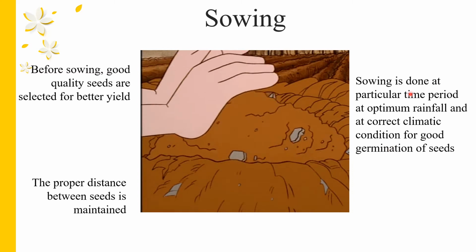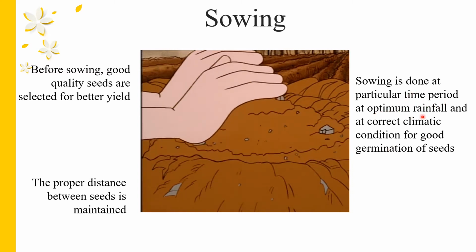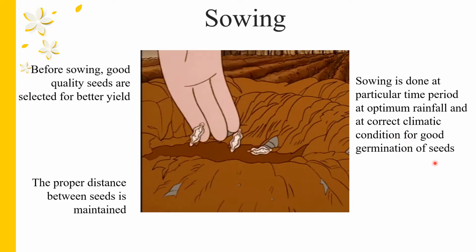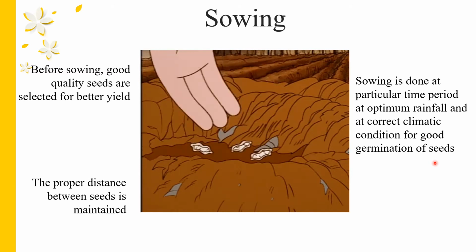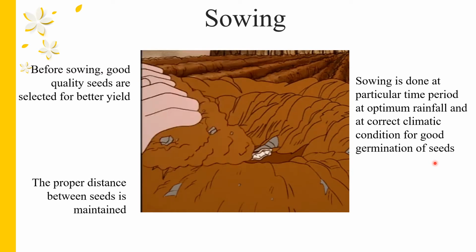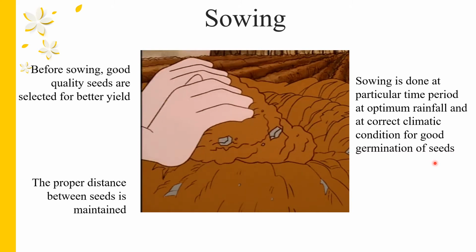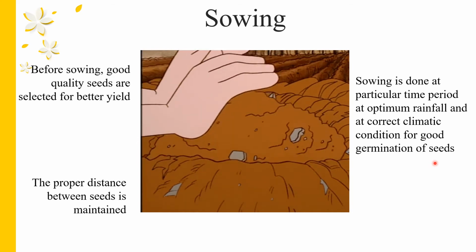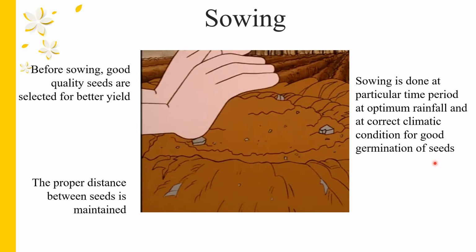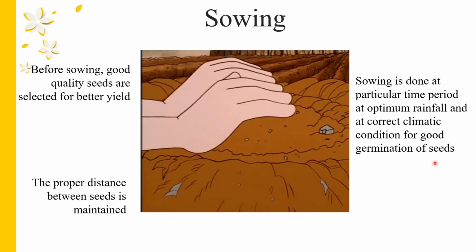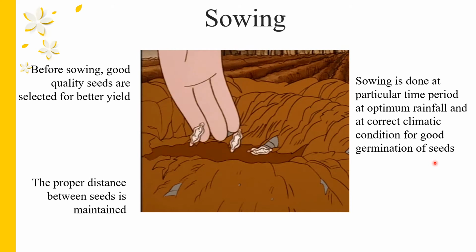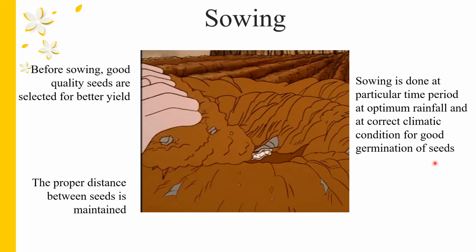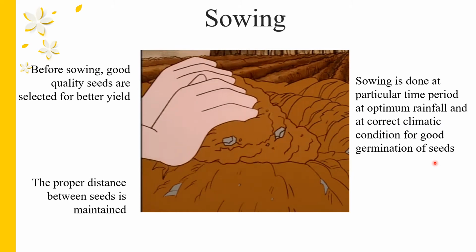This sowing is done only at a particular time period of optimum rainfall and correct climatic condition for good germination of seeds. For example, if you sow the seed in hot summer, the seed will not get enough moisture. On the other hand, if you sow the seed during heavy rainfall, the seed will get over-soaked by the rainwater and the chance of the seed getting spoiled is very high. So when we sow the seed, we should be careful that there is optimum rainfall and the correct climatic condition, and that is what we discussed, right?